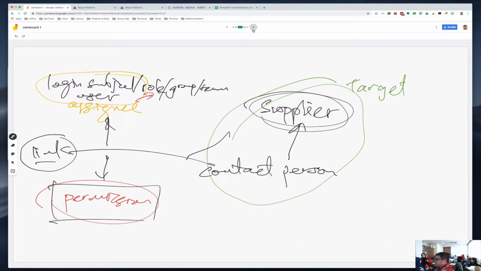No, you can't grant to the supplier. You can only grant to the login subject or the role. You cannot grant permission to a supplier as assignee. I mean target. Oh, the target. Okay, the target is the supplier. The supplier is a target. Okay. So I grant him permission as a target for the supplier. Okay. So the contact person of this supplier, when he logs in, he's supposed to also be granted these permissions, right?